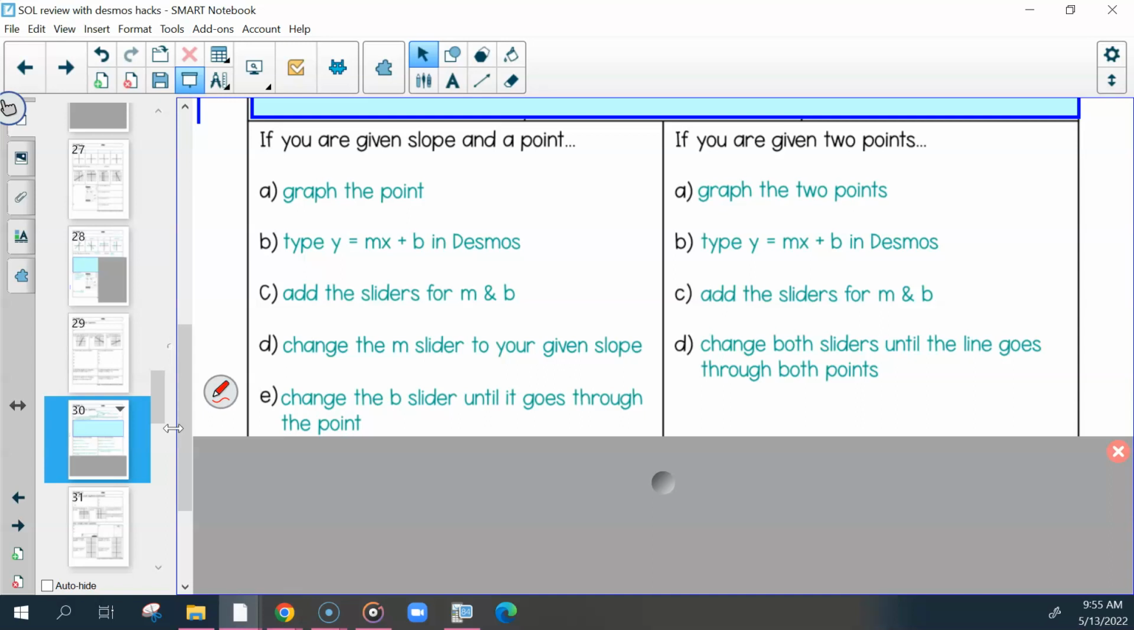So 12 and 14 are an example of given a slope and a point, and 13 and 15 are examples of given 2 points.